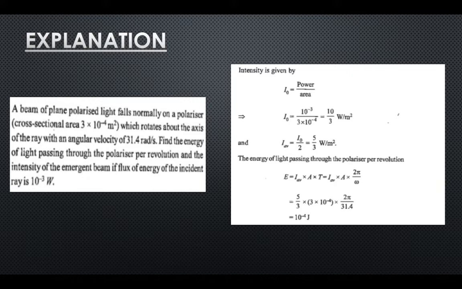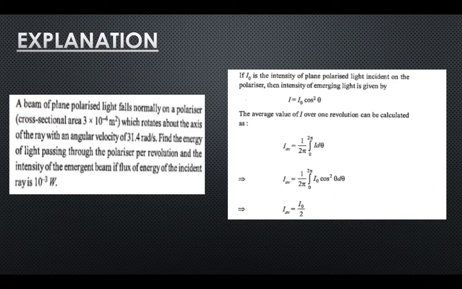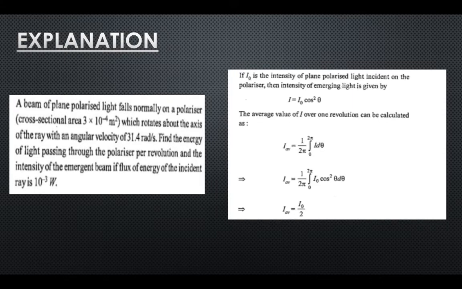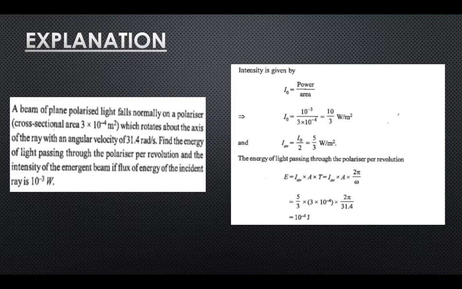So basically it was a great and easy question, but there was a little application of concepts, as one had to use three different formulas: I equals I naught cos square theta, the intensity one, and the energy one.